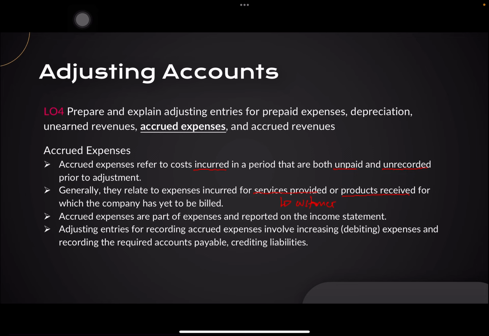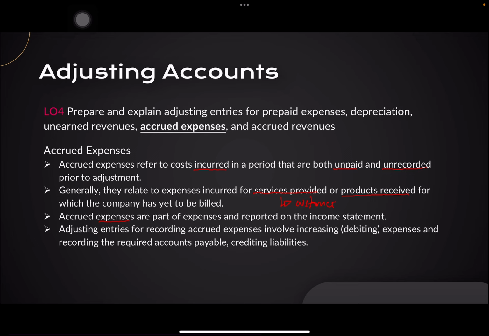Of course, expenses, this is a type of equity, right, that decreases the value of your company. And expenses are part of your income statement. Adjusting entries for recording accrued expenses involve increasing your expense, and when you increase your expense, you put it on the debit side. And also, you will recognize an accounts payable by crediting your liability account.